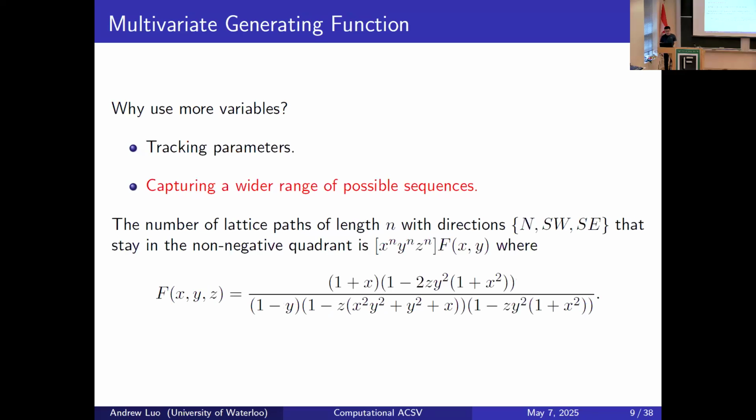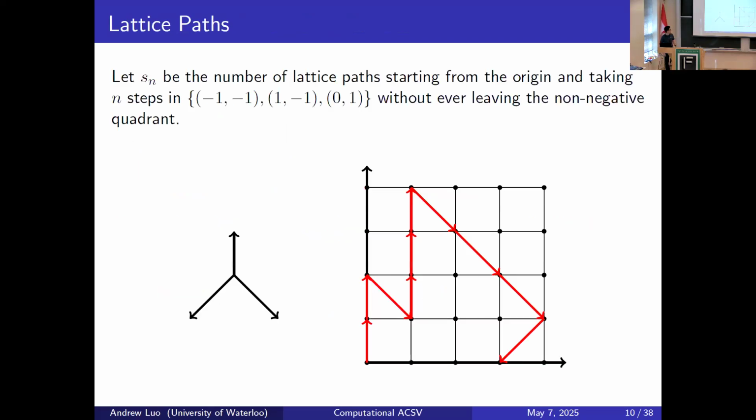And then another reason is that sometimes it's actually easier to look at the multivariate generating function versus their univariate analog, even if it's just a one-dimensional sequence. So a famous example of that is restricted lattice path models. I'll go over this in more detail in the next slide.